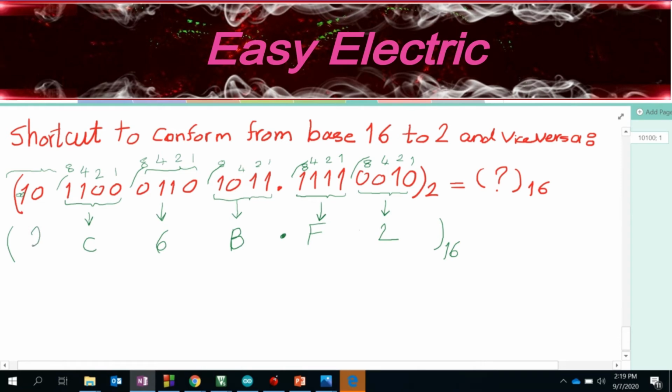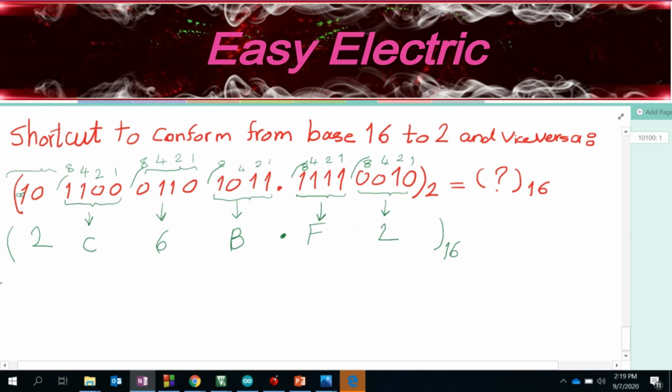Is 2. Yeah, you're right, actually, 2. If we double check our answer, it should be 2C.6B.F2, which is right, in base 16. So this is the shortcut number 2. That means if we want to summarize the whole thing that we learned, we just learned method 1 and method 2 and also 2 shortcuts.